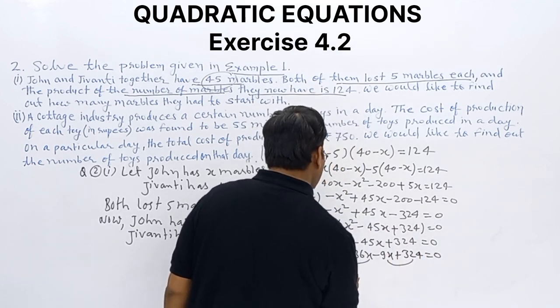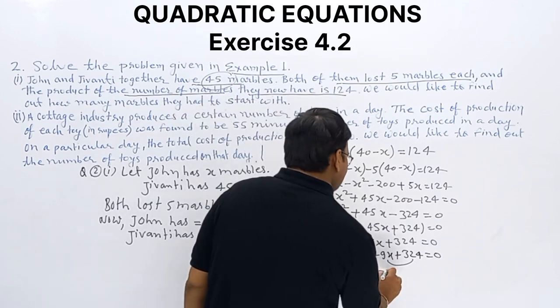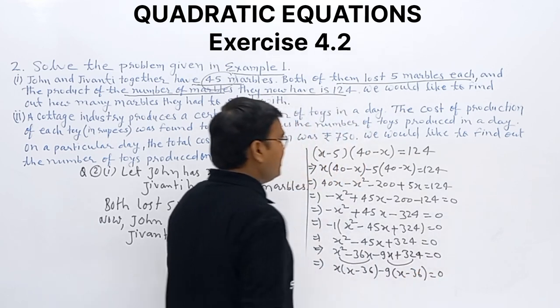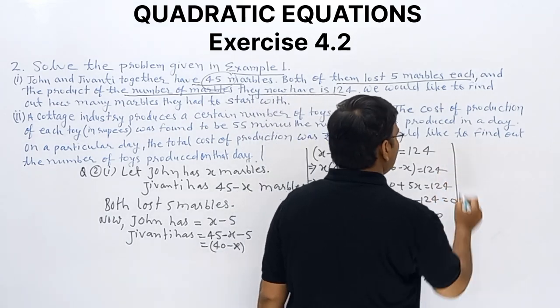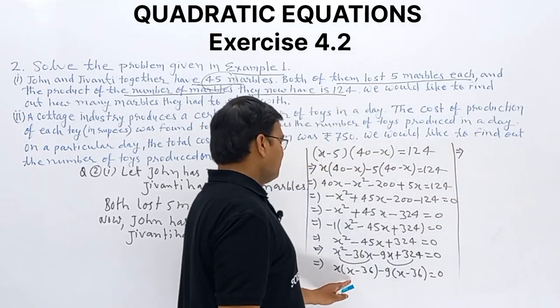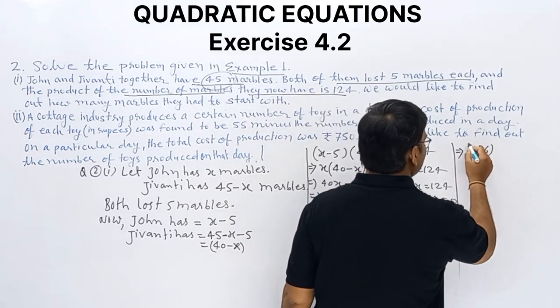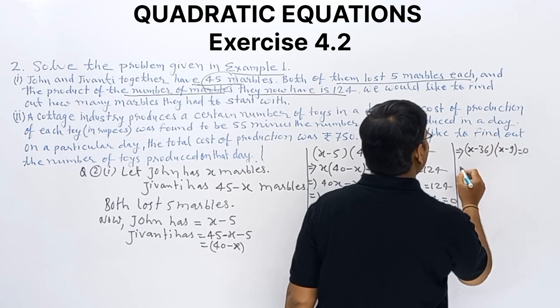What is common? x into (x minus 36), minus 9 into (x minus 36). Solve, then you will get this one. Now one bracket is common in both terms: (x minus 36) into (x minus 9) equal to 0.